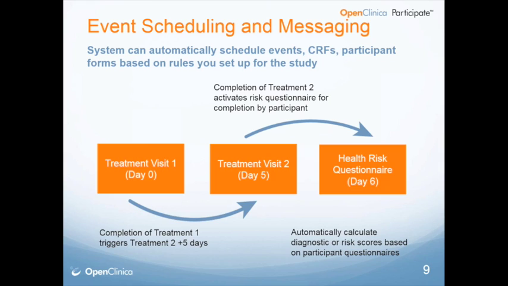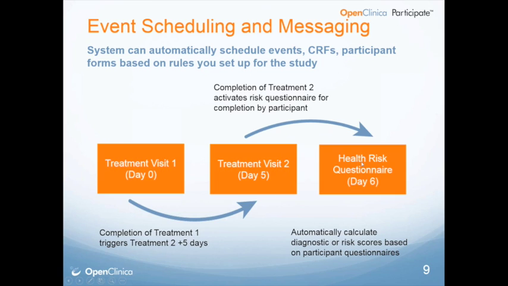So in this case, we've depicted a relatively simple example. We want to set up treatment visit 2 to occur 5 days after treatment visit 1. So we can create a schedule in OpenClinica to trigger the scheduling of treatment visit 2 after treatment visit 1 is completed, or we can do it after treatment visit 1 data entry has started, or depending on what conditions we want to select.